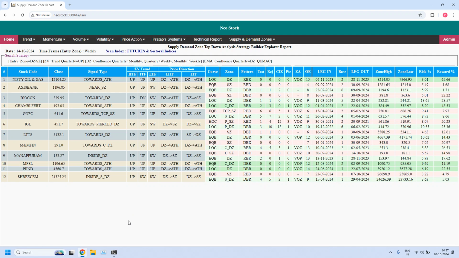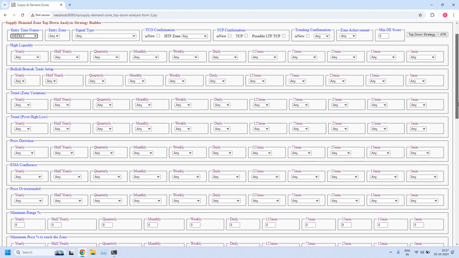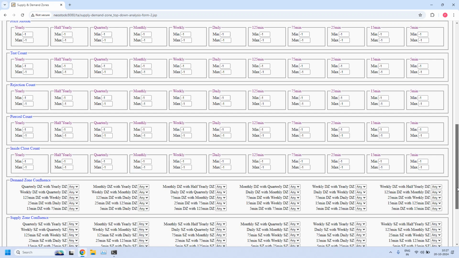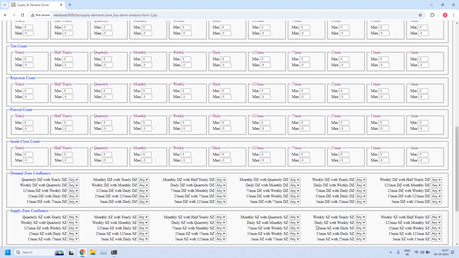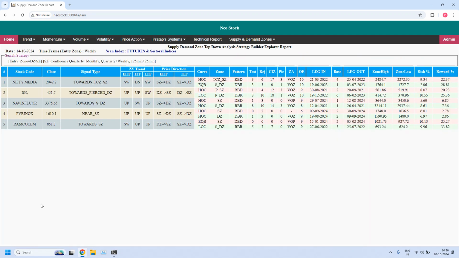Exactly the same way, let us apply the concept for supply zones. For the weekly time frame, let us look for the supply zones having confluence. So weekly supply zone with monthly supply zone confluence. Weekly supply zone with quarterly supply zone confluence filter I enabled. And now monthly supply zone with quarterly supply zone confluence also enabled. With all the 3 filters, we got 5 stocks. These are the supply zone confluence.